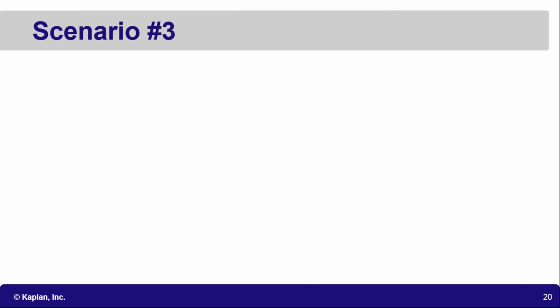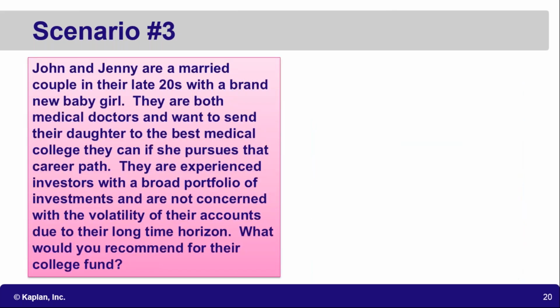John and Jenny are a married couple in their late 20s with a brand new baby girl. They're both medical doctors and want to send their daughter to the best medical college they can if she pursues that as a career path. It's kind of hard to say what a baby girl is going to do for her career, but these are doctors. Doctors would like to see their child be a doctor.